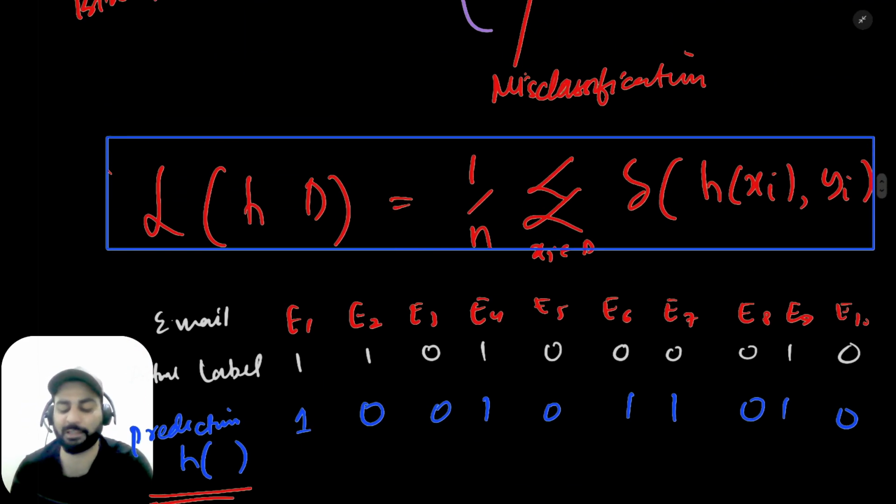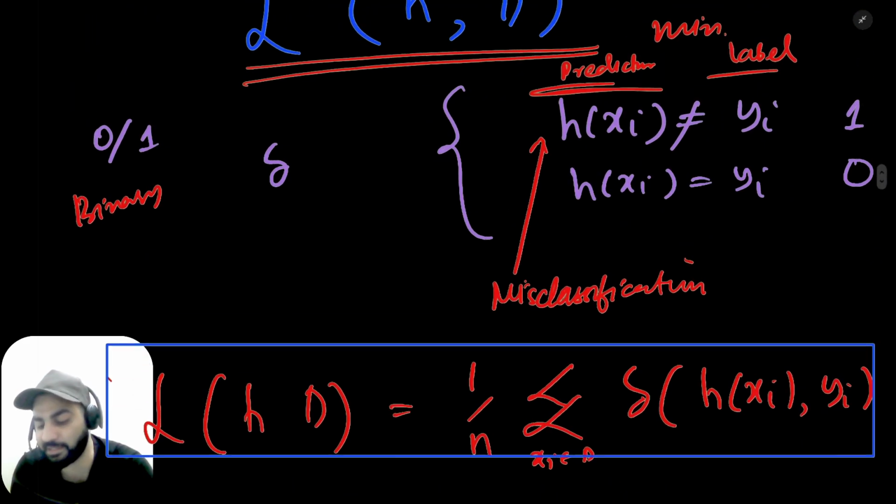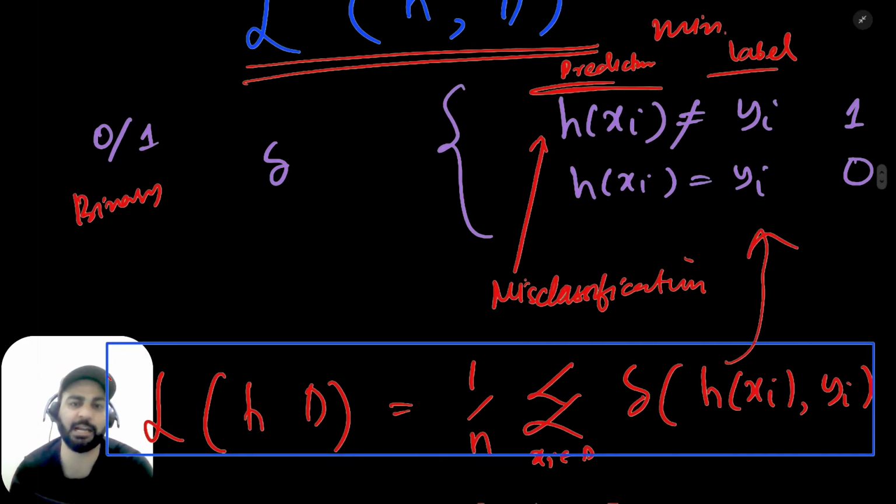That's what I wrote mathematically: summation of delta. Delta means it's a function itself, a loss function. This is a binary loss function, and this delta is defined over here. That's how I defined it. If it is making a misclassification, I'll write number 1. If it is making a correct classification, I'll add number 0. And then I'll average it over.